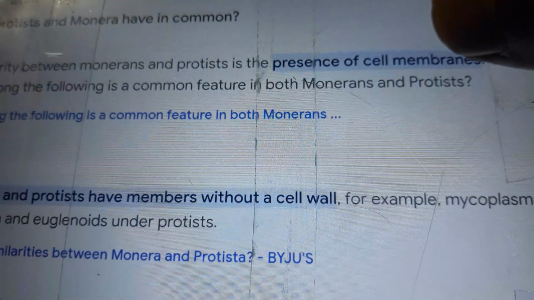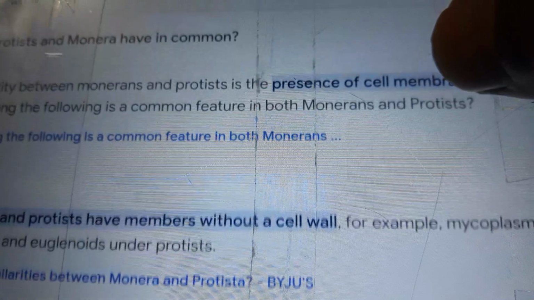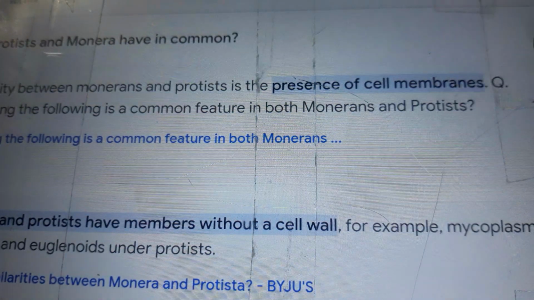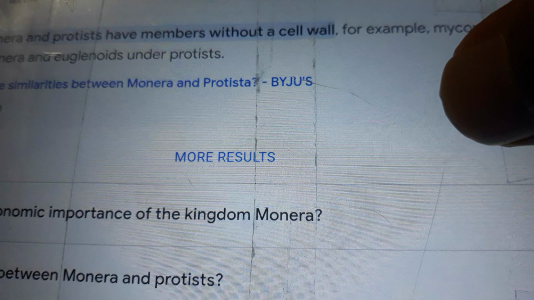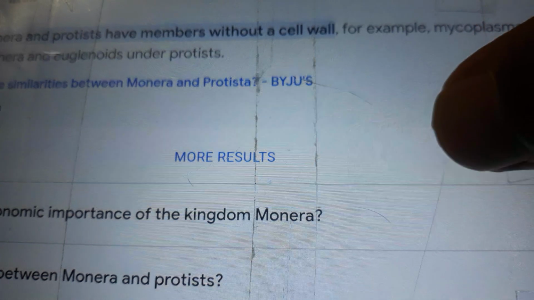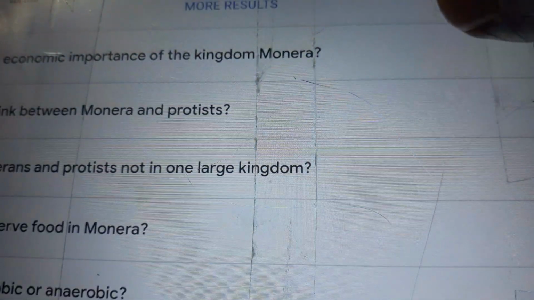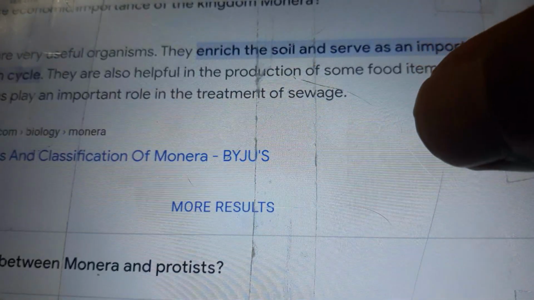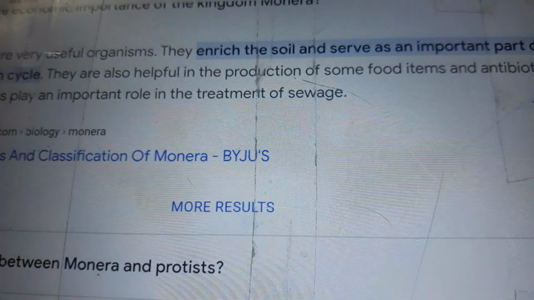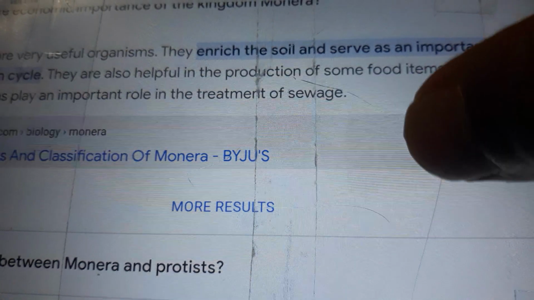What do protists and Monera have in common? The similarity between Monerans and protists is the presence of cell membranes. Both Monera and protists have membranes without a cell wall, for example mycoplasma under Monera and euglenoids under protists. What is the economic importance of kingdom Monera? Monerans are very useful organisms. They enrich the soil and serve as an important part of the nitrogen cycle. They also help in the production of some food items and antibiotics. Methanogens play an important role in the treatment of sewage.